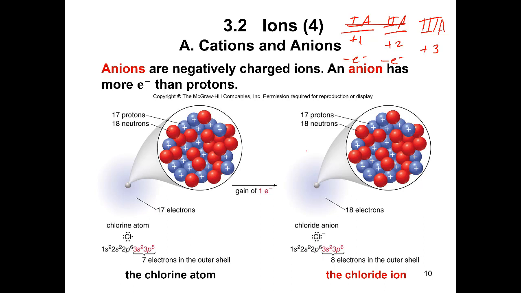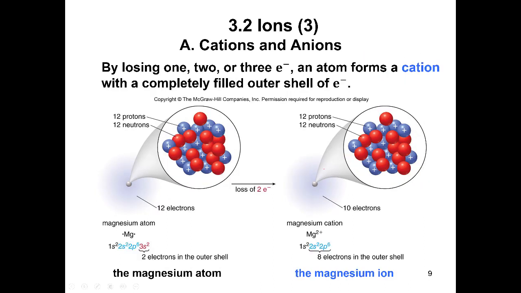Let me write it again for you. 2A, 3A, +1, +2, +3. All right, and so that means we lost 1 electron, lost 2 electrons, lost 3 electrons.